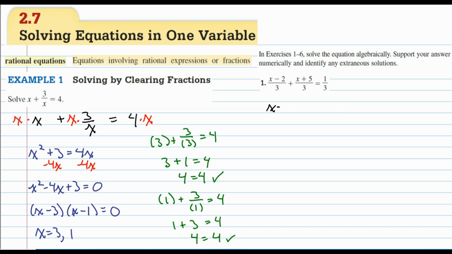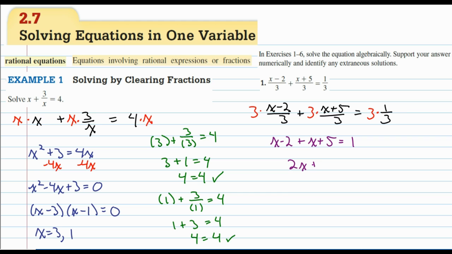So I'm going to take the original equation, and in order to cancel out each of those denominators, I'm going to multiply every single term by 3, which will cancel out each one of those denominators of 3. So I get x minus 2 plus x plus 5 equals, and then 3 times a third is 1. Now I can simplify. I get 2x plus 3 equals 1. Subtract 3 from both sides. 2x equals negative 2. Divide both sides by 2, and I have one answer to check.